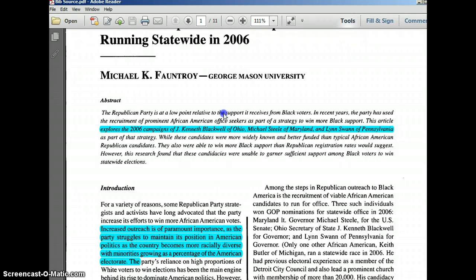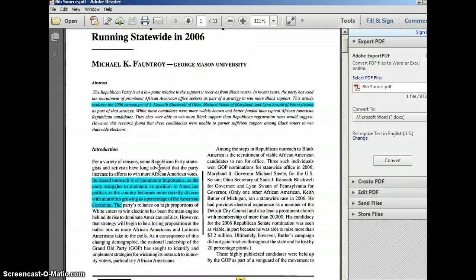So the first thing that I did, I always read the abstract because I want to make sure that the information or the article that I am using will relate to my topic. The first thing that caught my eye was that this article explores the 2006 campaigns of these African American Republican candidates. And again, I am making the argument about voter apathy and how politics is changing to get more minorities to vote. So it immediately caught my eye, and I like the way the argument is structured.